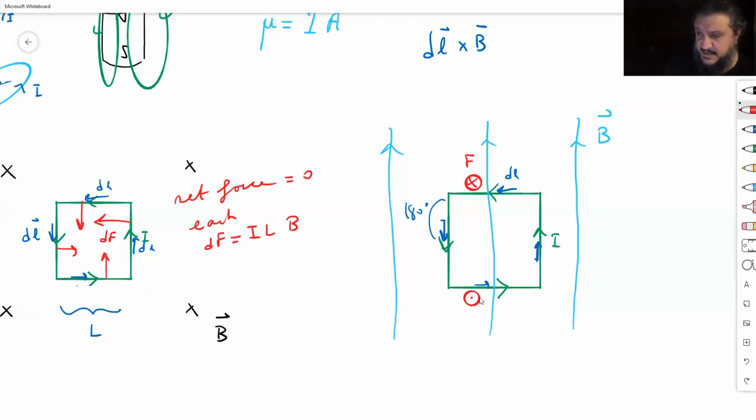Now this is interesting. The net force is still 0. But the interesting part is now we have a torque. A torque. This will rotate if it is free to rotate. Why?